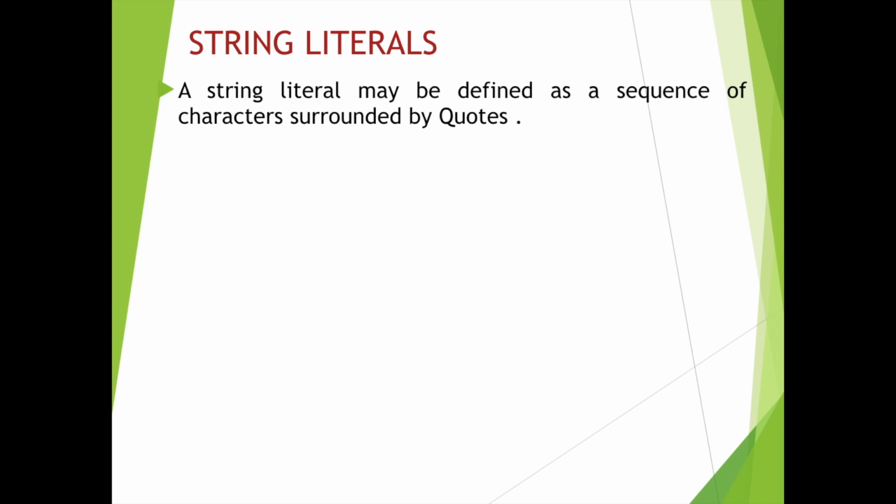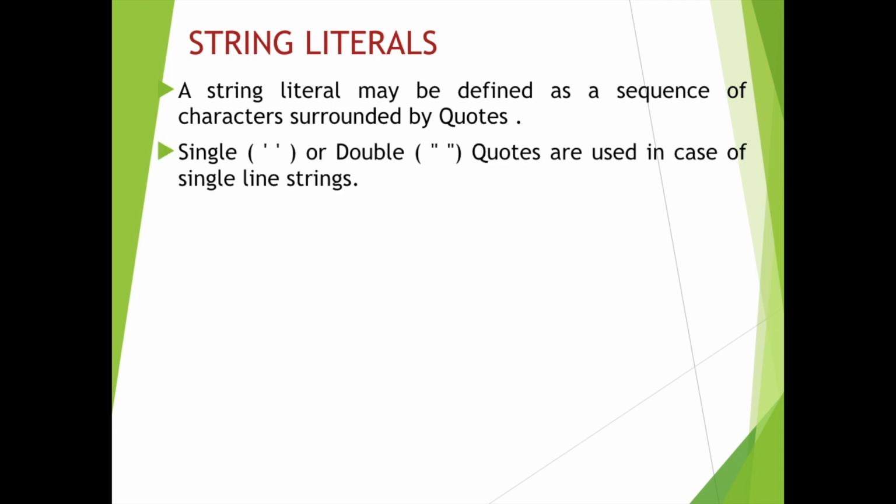So what are string literals? A string literal may be defined as a sequence of characters surrounded by quotes. The word string refers to a sequence of characters. How can we identify a particular constant as a string? If something is enclosed within quotes, it may be single quotes, double quotes or triple quotes, then we can say that that object is a string.